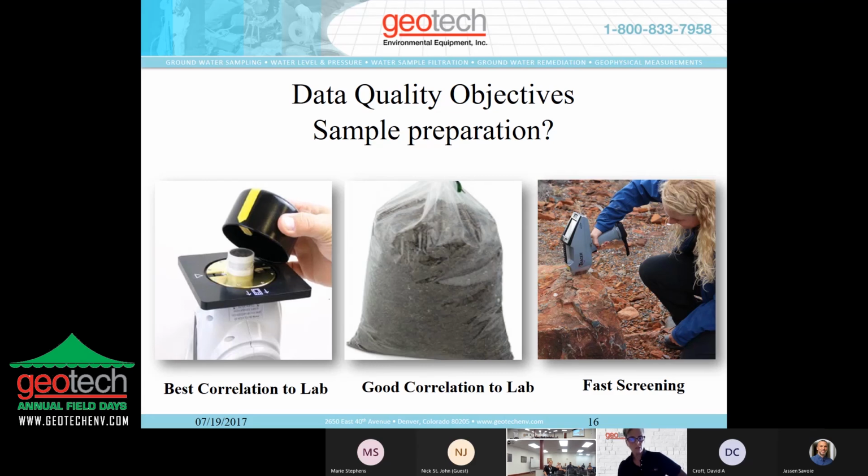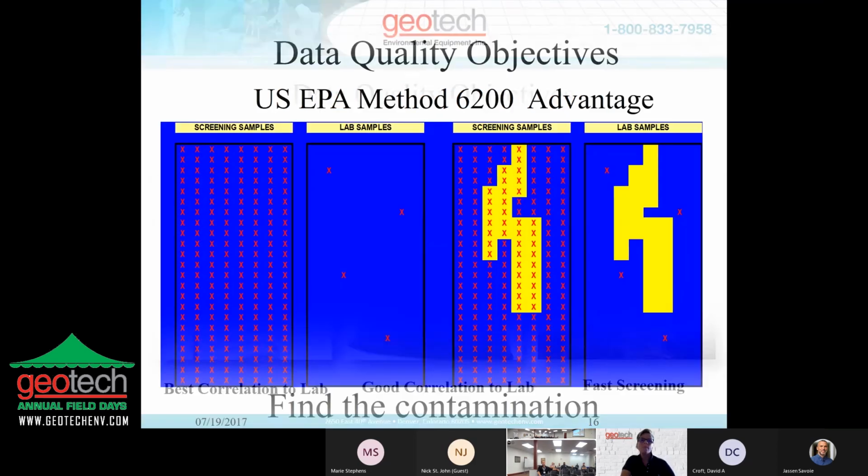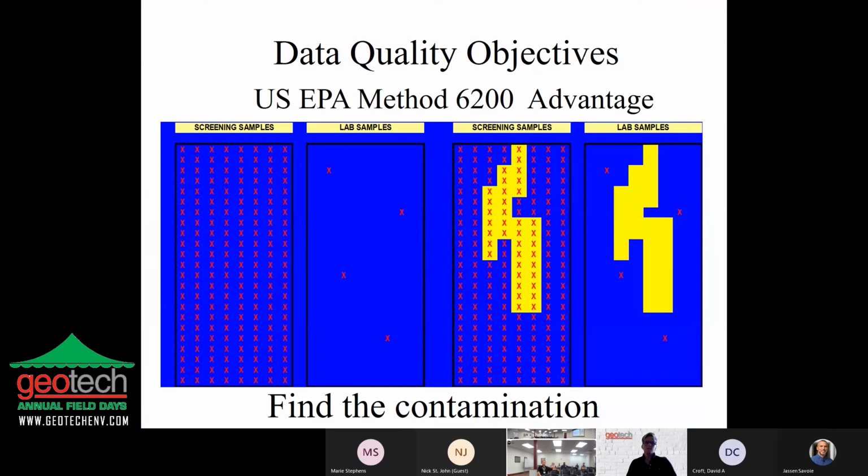And for your best corroboration with a lab, you would grind it and sieve it and send it all the way through several different meshes till you get a very small particulate size, and pack it into an XRF cup and shoot the sample in a controlled situation like this, and you can actually get an R squared value with a lab of 0.98, which is extremely good data. So here's an example of finding the contamination.